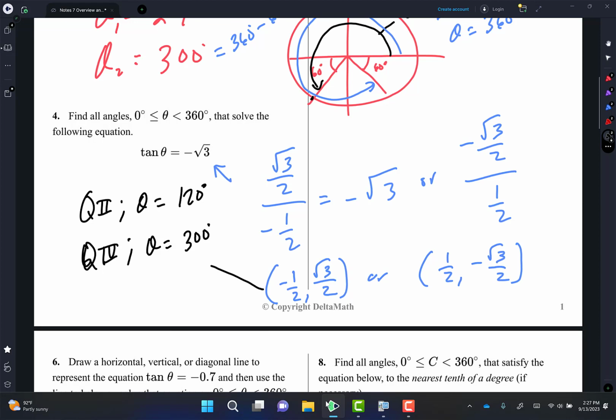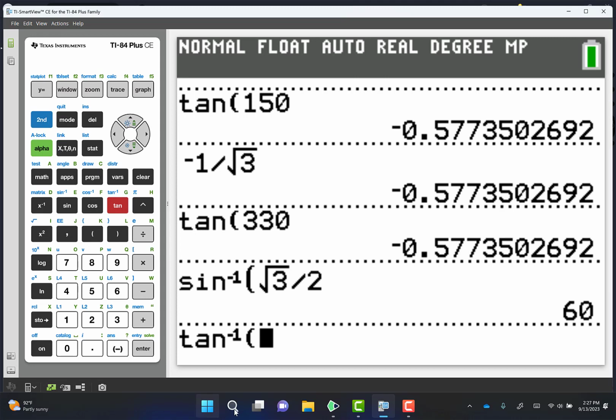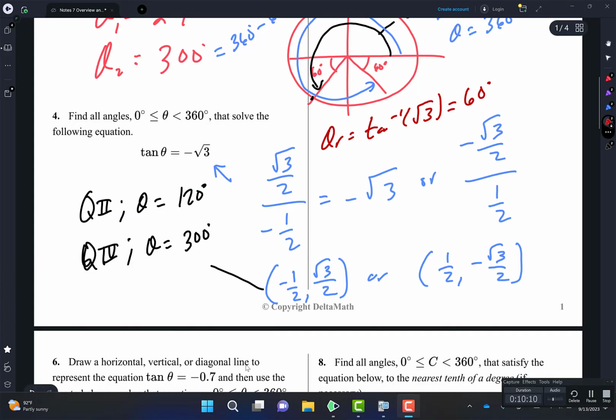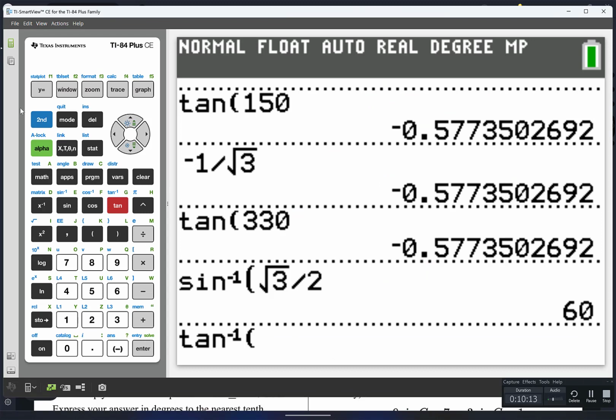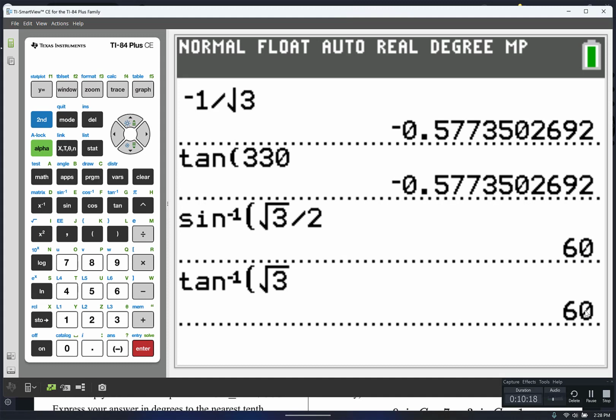Okay. If you don't know how to do that, relax. You have a calculator. You can find the reference angle like this, guys. You can go theta r equals arctan of square root of 3. Notice that I'm putting square root of 3 and you will get 60 degrees. Look, arctan, second arctan, and then square root of 3. Arctan of square root of 3. I push enter, and look, you get 60 degrees again, guys. So that's your reference angle.